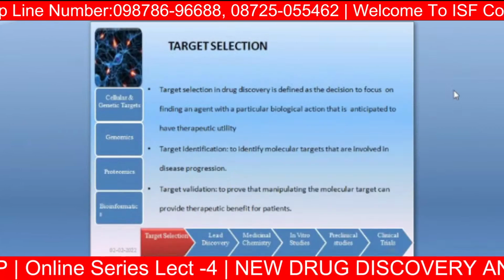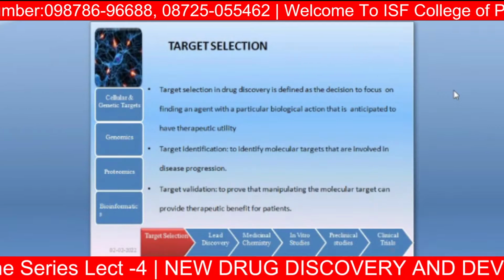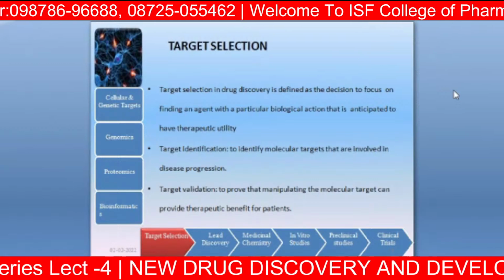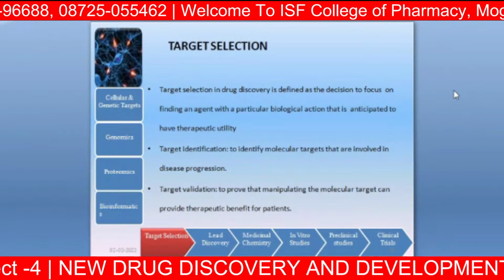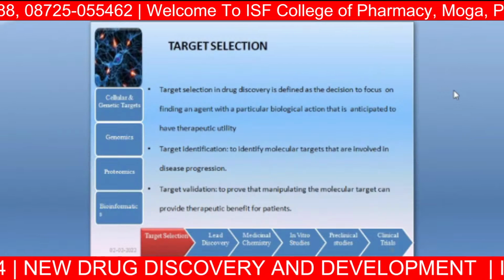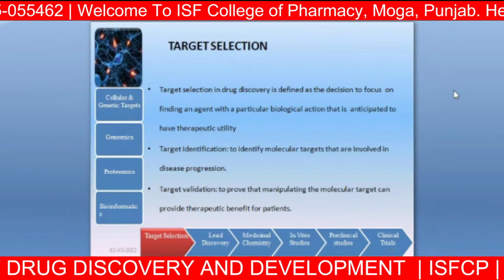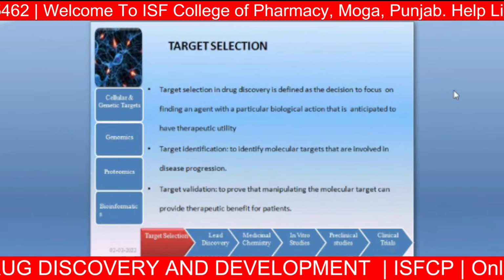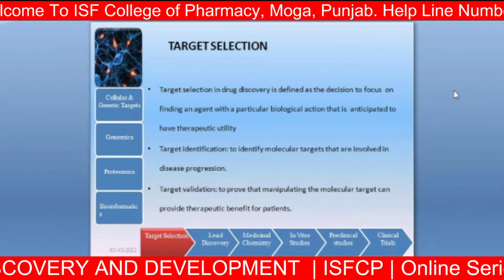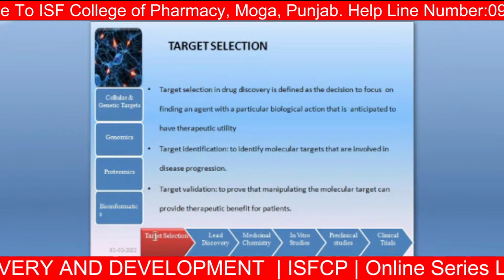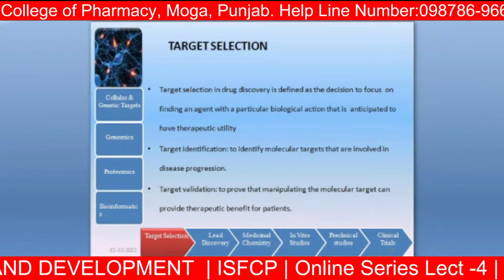Next is your target selection. Target selection in drug discovery is defined as the decision to focus on finding an agent with a particular biological action that is anticipated to have a therapeutic utility. Our basic motto, as I have discussed previously, is to identify the molecules which have maximum pharmacological activity and must be able to cure the disease at a particular site.